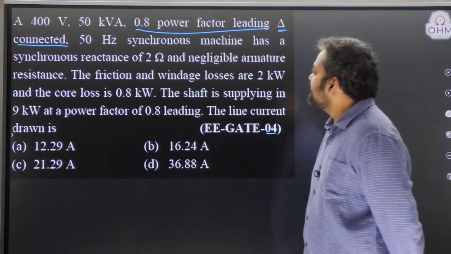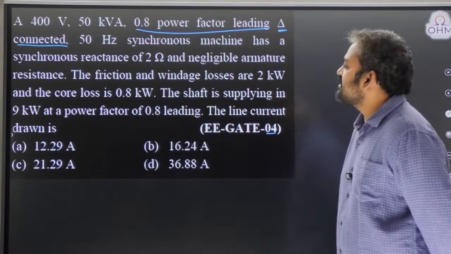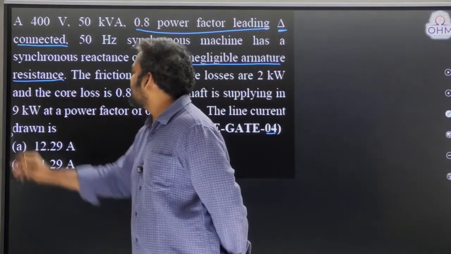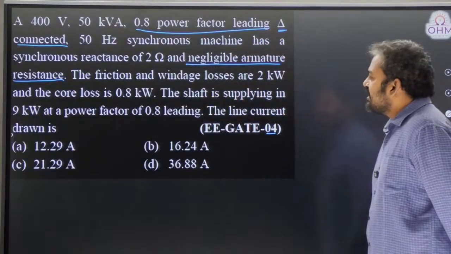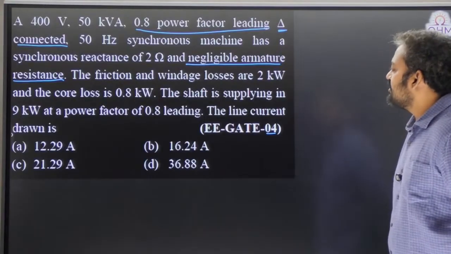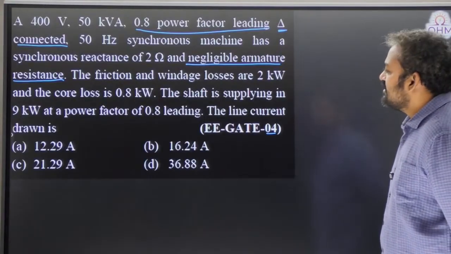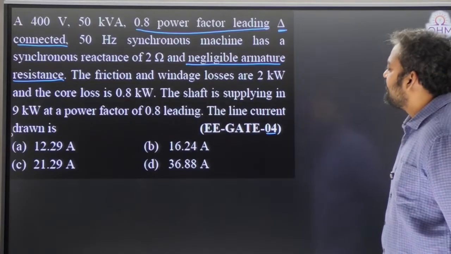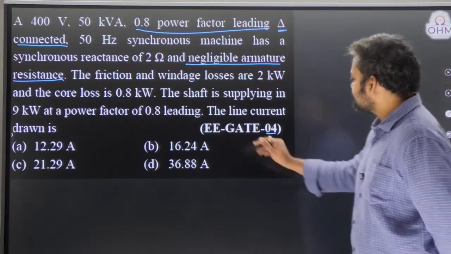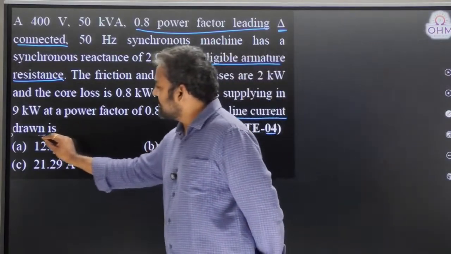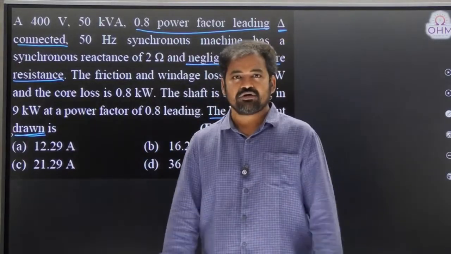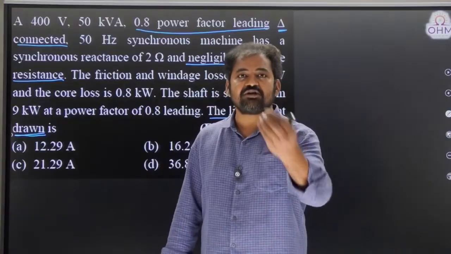Delta connected, 50 Hz synchronous machine has a synchronous reactance of 2 ohm and negligible armature resistance. The friction and windage losses are 2 kilowatt. Core losses are 0.8 kilowatt. The shaft is supplying 9 kilowatt at a power factor of 0.8 leading. What is the line current drawn? They said line current drawn, which means the machine is definitely a motoring machine. Only a motoring machine will draw current.